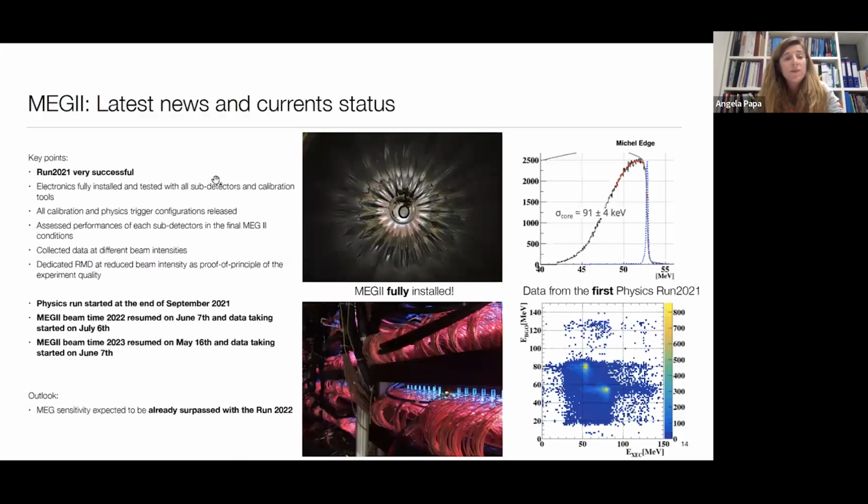So where are we? We started in 2021 with our first relatively short but very successful physics run. Then it continued in 2022 with the second physics run. And in 2023 we started again in June, and we just finished last week. I can already anticipate that with the run from last year, 2022, we already expect to surpass the MEG I sensitivity. But what about 2023? Because we just finished this.